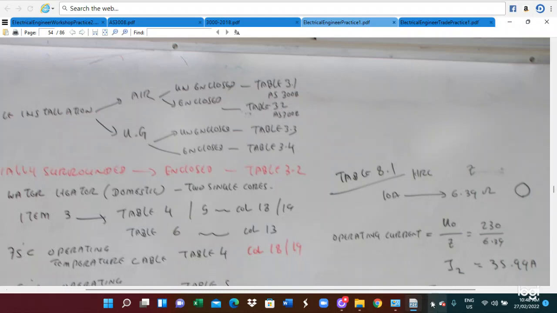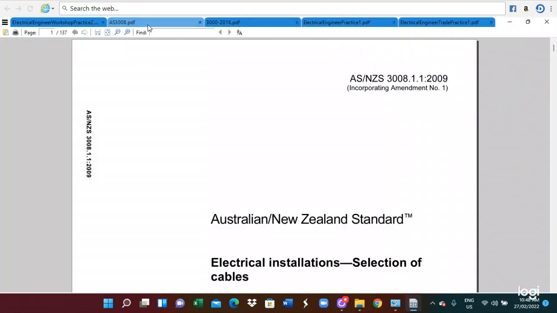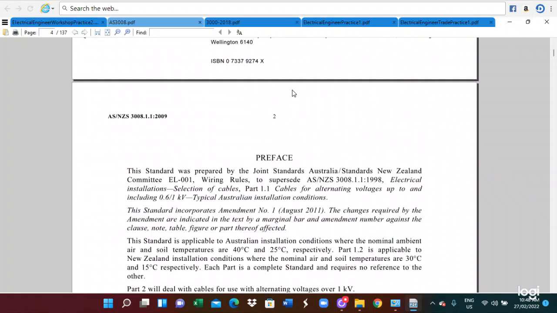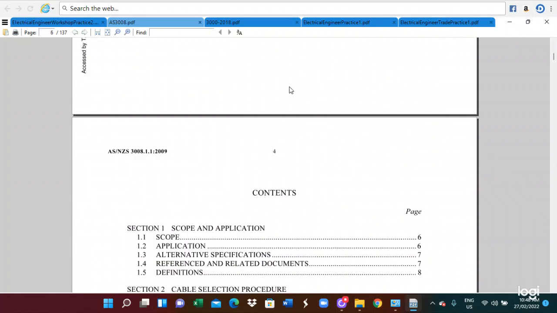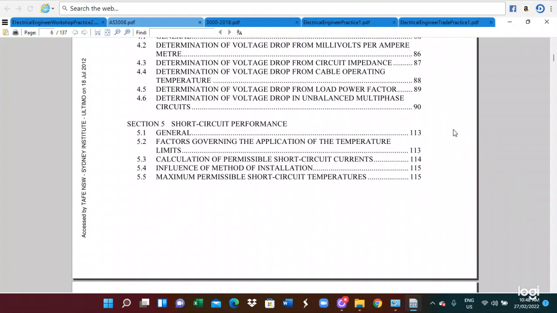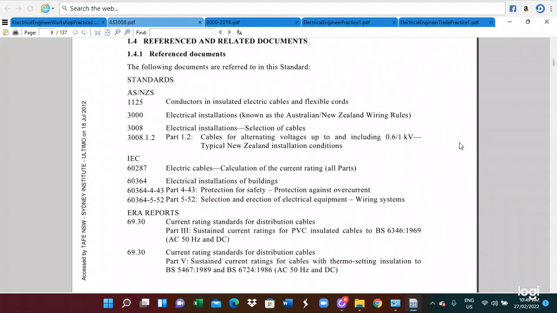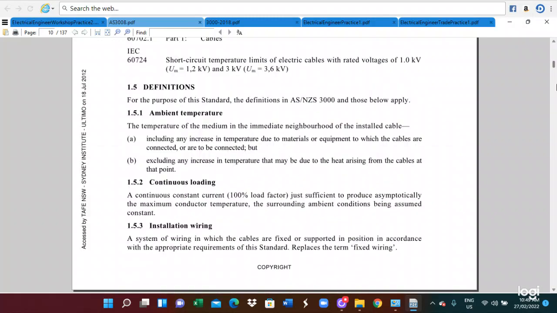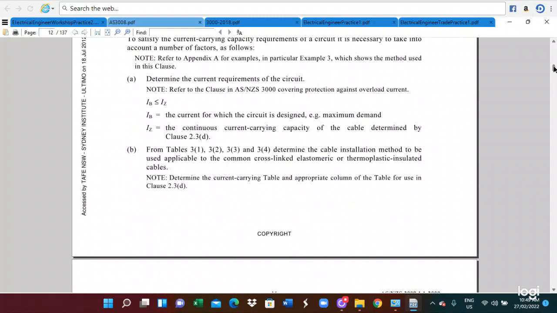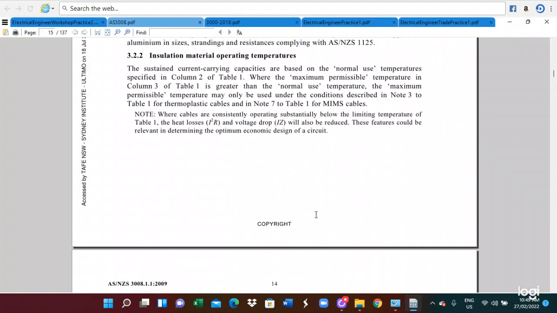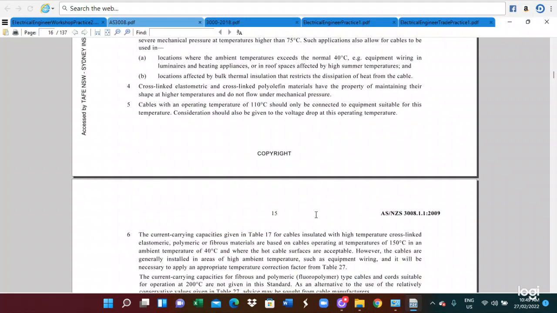So we look at AS3008 and find Table 3.2. We go down and look at Table 3.2. There are Tables 3.1, 3.2, 3.3, and 3.4, four tables here. We look at Table 3.2, in Section 3.